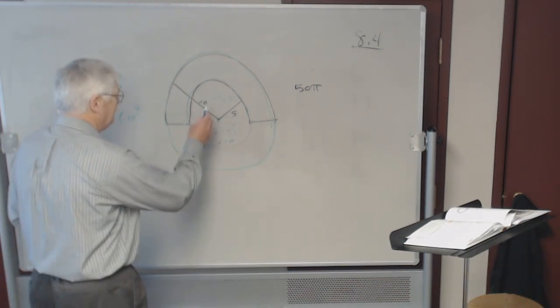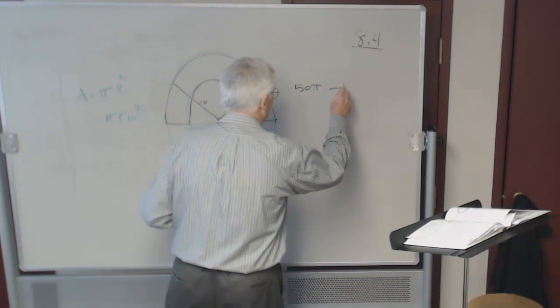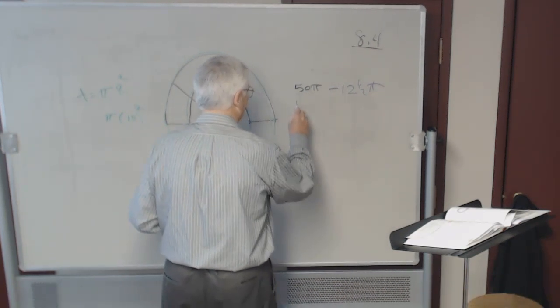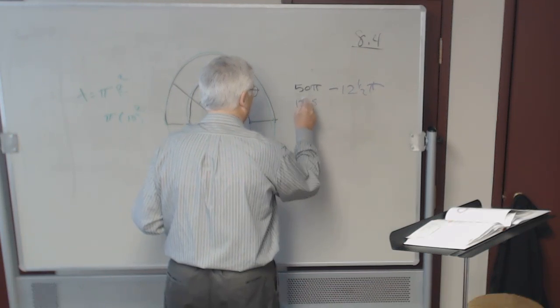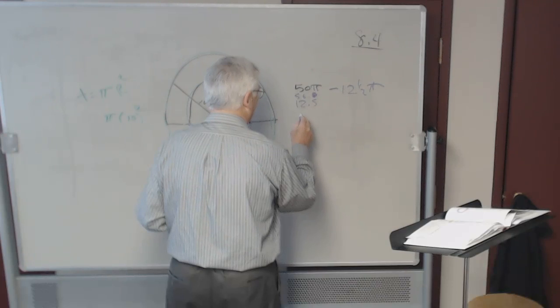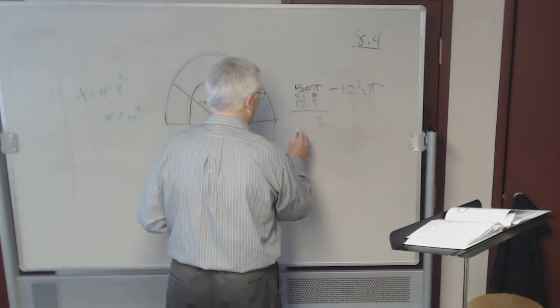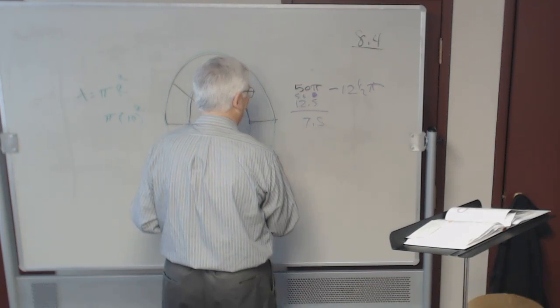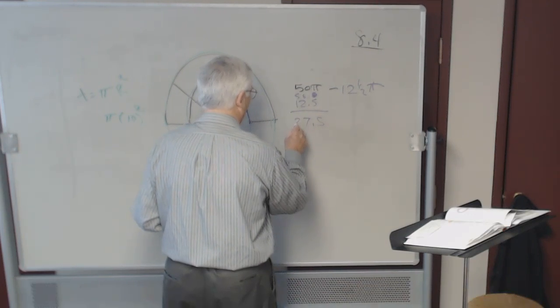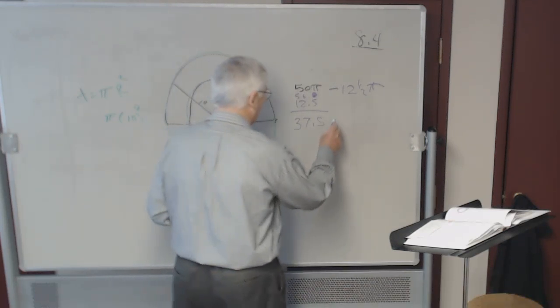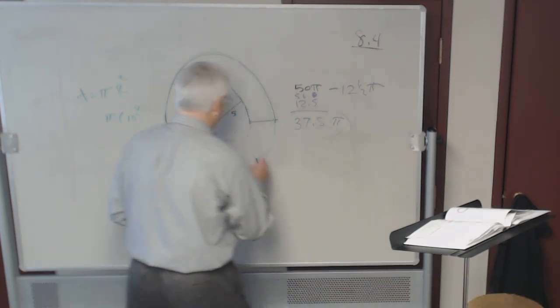So we would have 50 pi minus 12.5 pi. That would leave us with 50.0 minus 12.5, 37.5 pi would be the area.